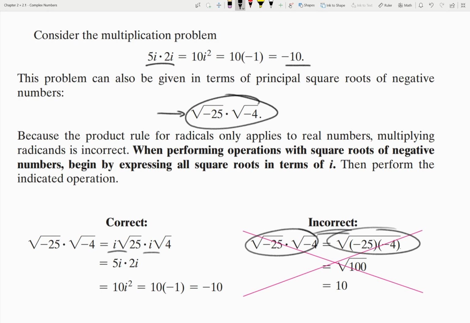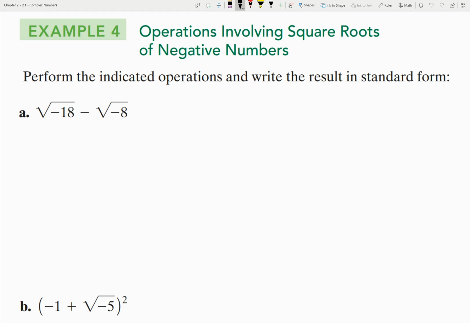The first thing you do always when you are simplifying or doing operations with negative square roots is to take out the i, put it in terms of i. Let's try that. I couldn't combine those square roots anyway until I simplified them, but you can't even simplify them until you do the first step. Put it in terms of i.